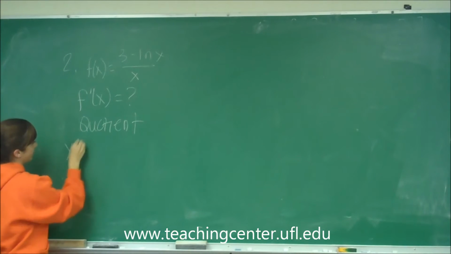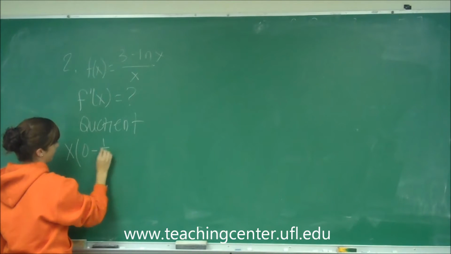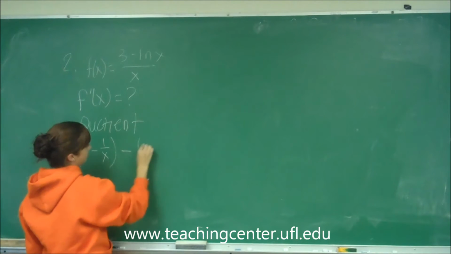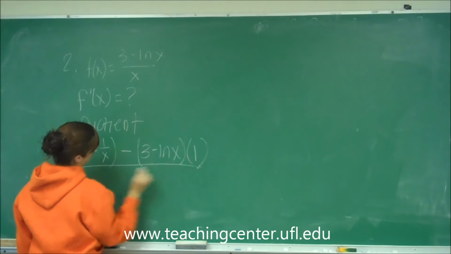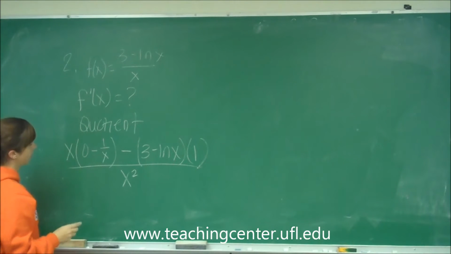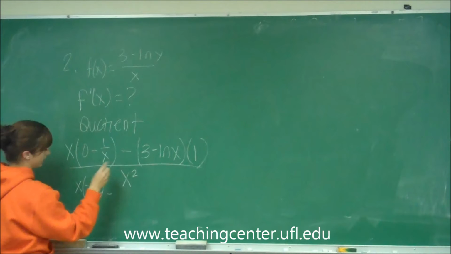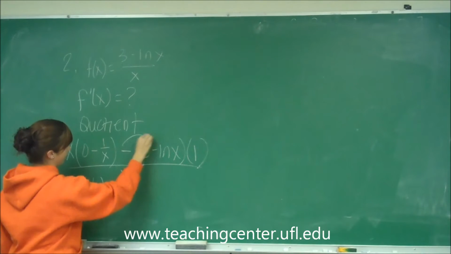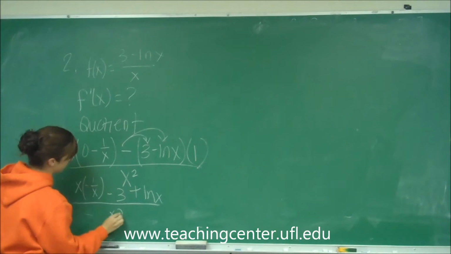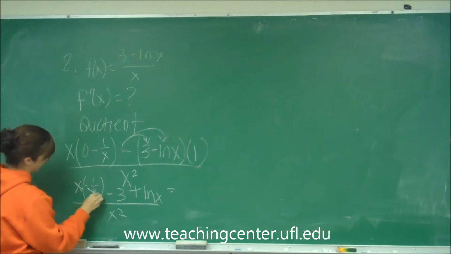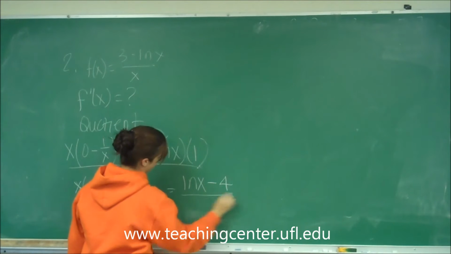So I have bottom times the derivative of the top, 3 is 0, minus the derivative of ln of x is 1 over x, minus the top times the derivative of the bottom, which is 1, all over x squared. So this would be x times negative 1 over x minus 3. I distribute my negative, plus ln x, all over x squared. So these cancel to give me negative 1 minus 3 is negative 4. Ln x minus 4 over x squared.